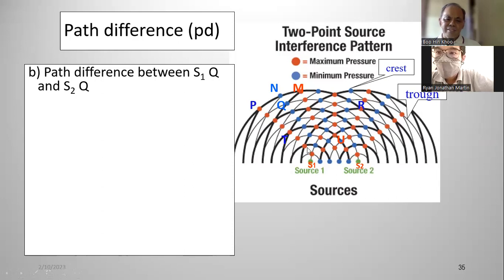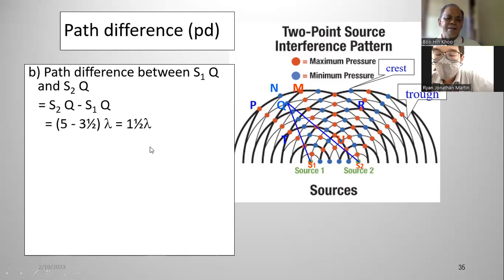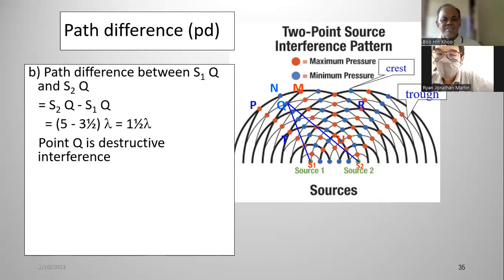And just count it. From here to here is 1, 2, 3, and a half. So 3 and a half lambda. S2Q, that's your 4. Okay, let's see. S2Q is 5 lambda minus 3.5, so it's 1.5. So 1.5 is destructive interference. Wherever you have a half, it's destructive interference. Have a go at S2P and S1P.